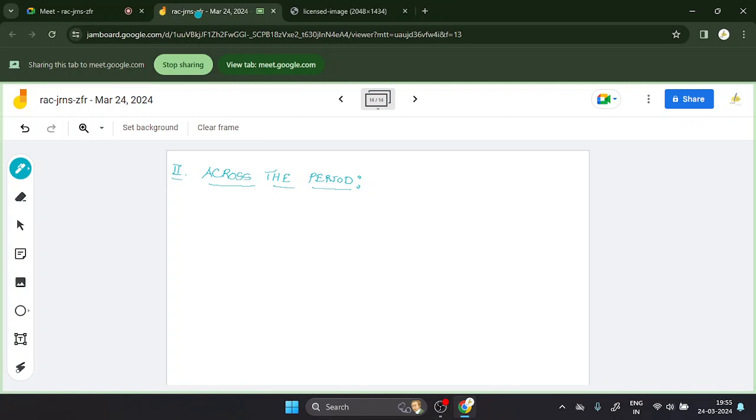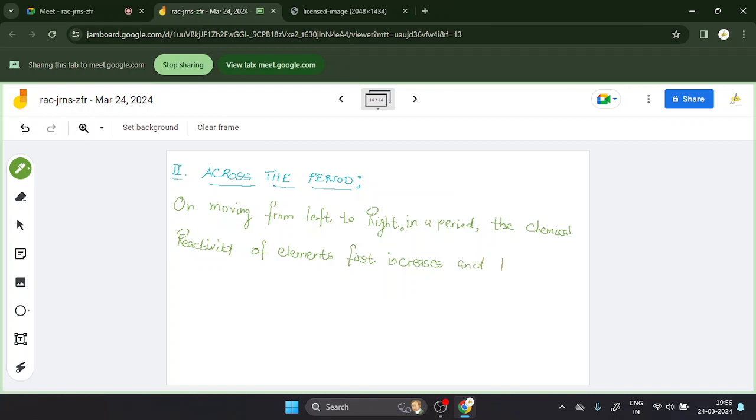There, this is opposite actually. So on moving from left to right across the period, I am writing this statement, very important statement. What happens? The chemical reactivity of element first increases and then decreases. What do I mean by this?